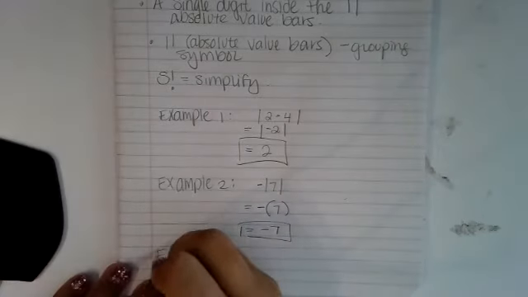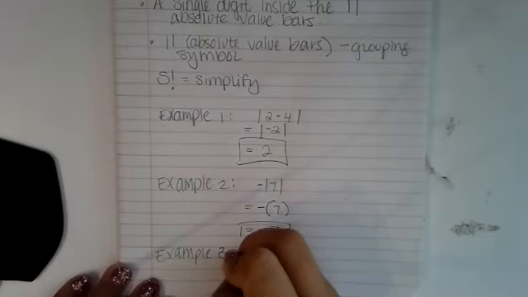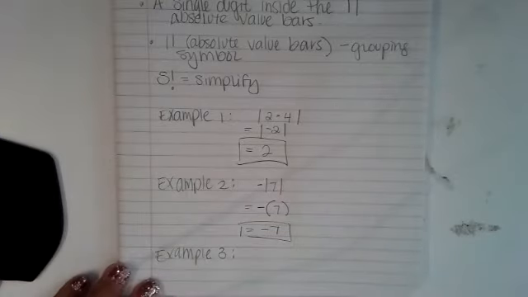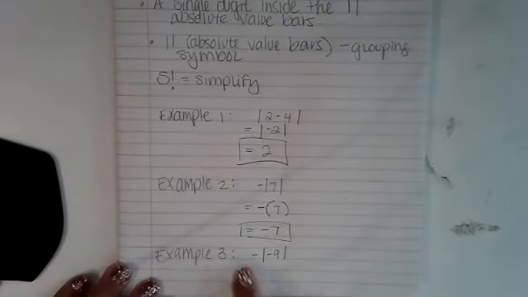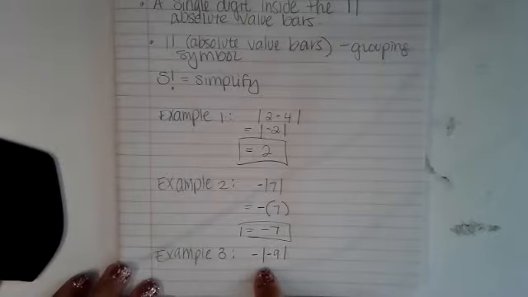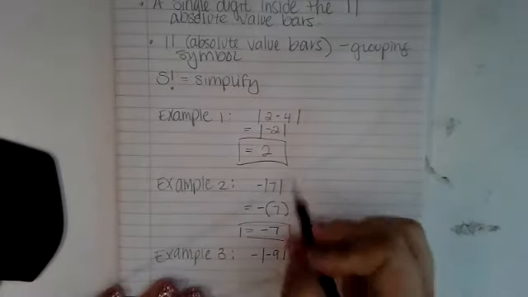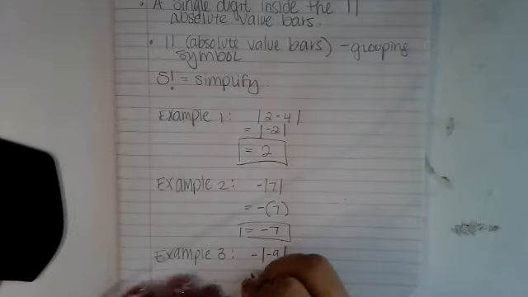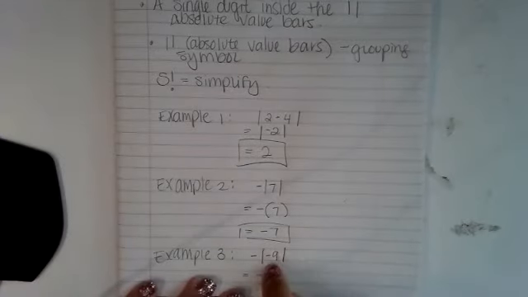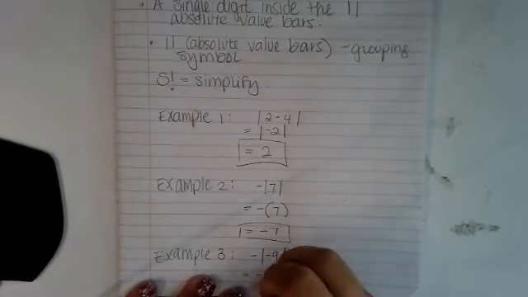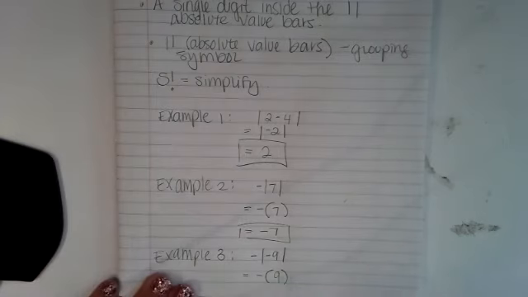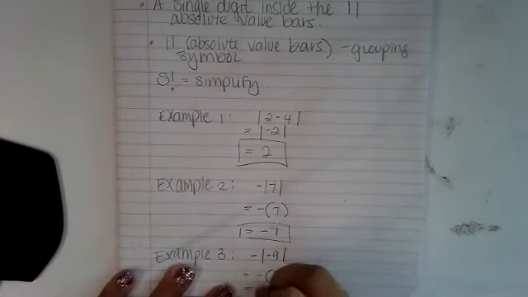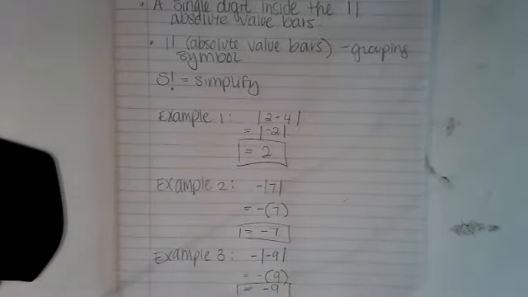Here's my last example. So example 3 looks like this. The opposite of the absolute value of -9. So first thing I'm going to do is simplify what is inside my absolute value bars. So this is going to create a negative, and then I have the absolute value of -9, which is 9. So now I have a negative times 9, which is going to give me a -9. And I box my answer.